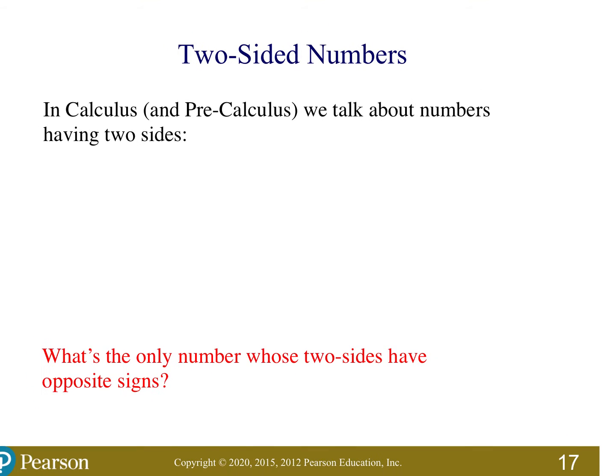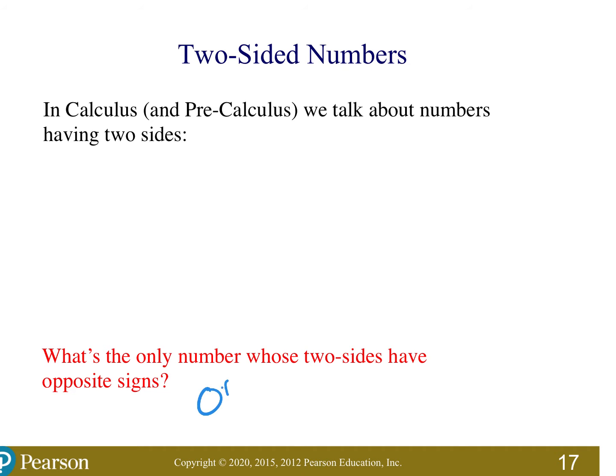All right, so in calculus, we talk about numbers having two sides. You've already seen that with 0. 0 is a two-sided number. One side of 0 is positive. What's the other side of 0? Negative. That's the only number whose two sides are different in nature. They have different signs. The right side of 0 is positive. The left side of 0 is negative.